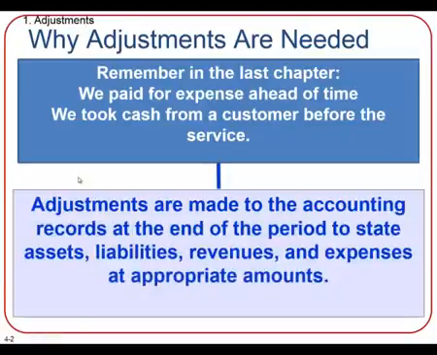In this chapter, we're introduced to adjustments, and these adjustments are made to the accounting records at the end of the period to ensure assets and liabilities are reported at appropriate amounts. And these adjustments also ensure that the related revenues and expenses are reported in the proper period, as required by the revenue recognition and the expense recognition principles we talked about in the last chapter.